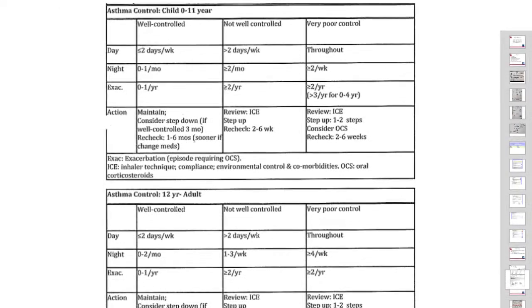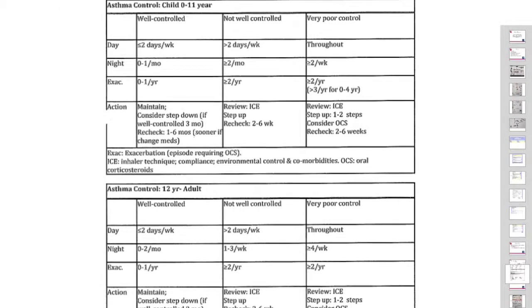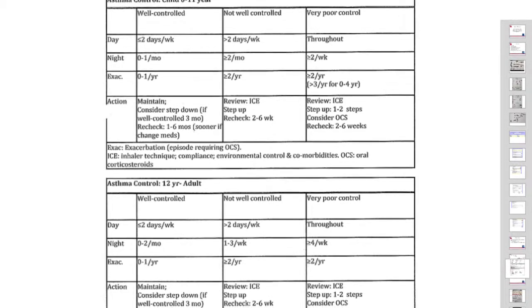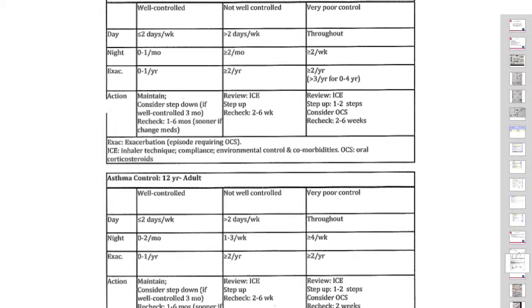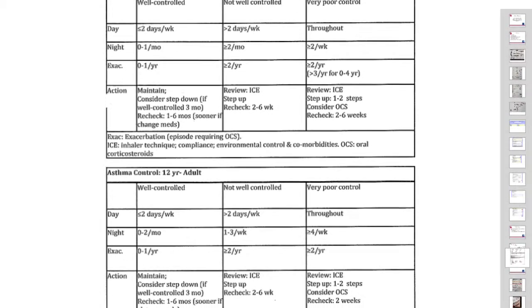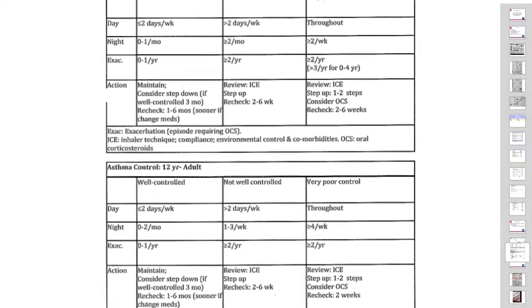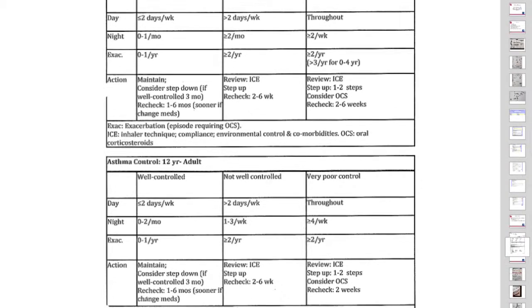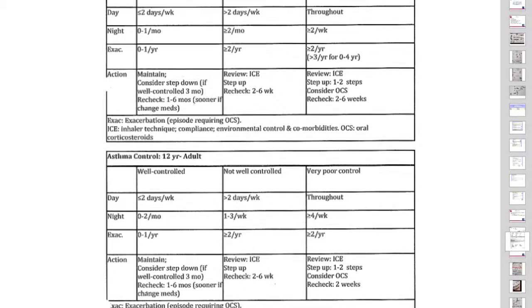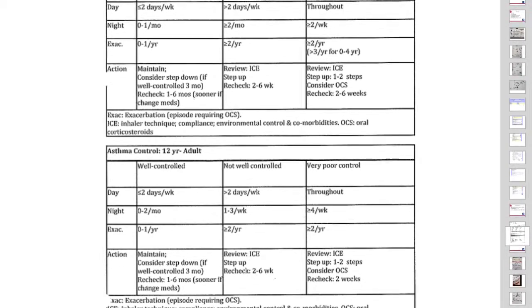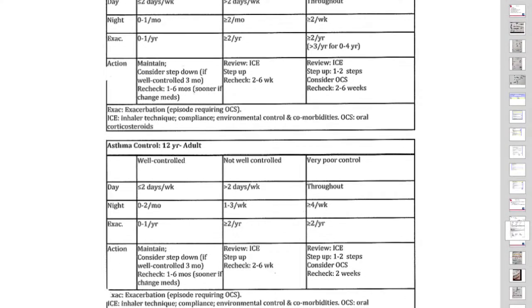Classifying the severity is important for the diagnosis and initiating therapy. Classifying the level of control using this chart helps you titrate the patient's therapy. The level of severity you give is an initial diagnosis and it does not change. Once a patient is diagnosed with asthma, the level of control dictates the type of treatment.